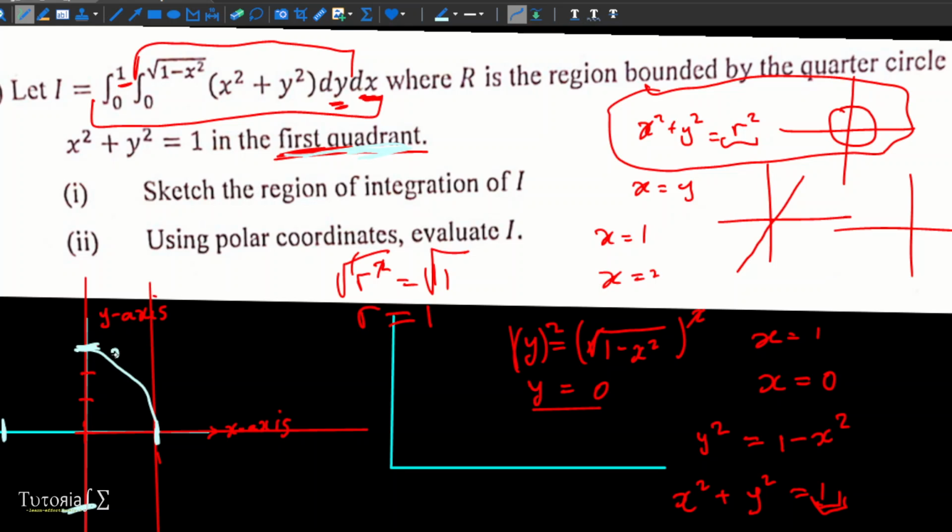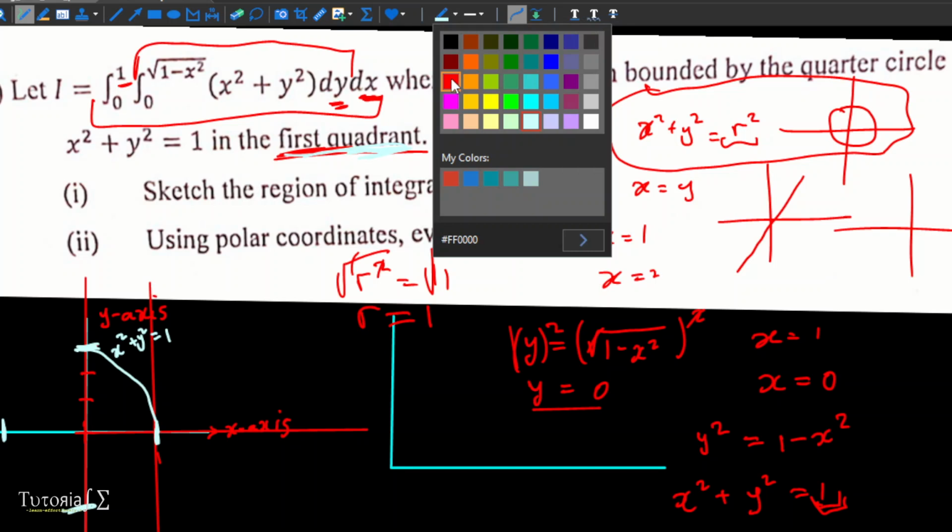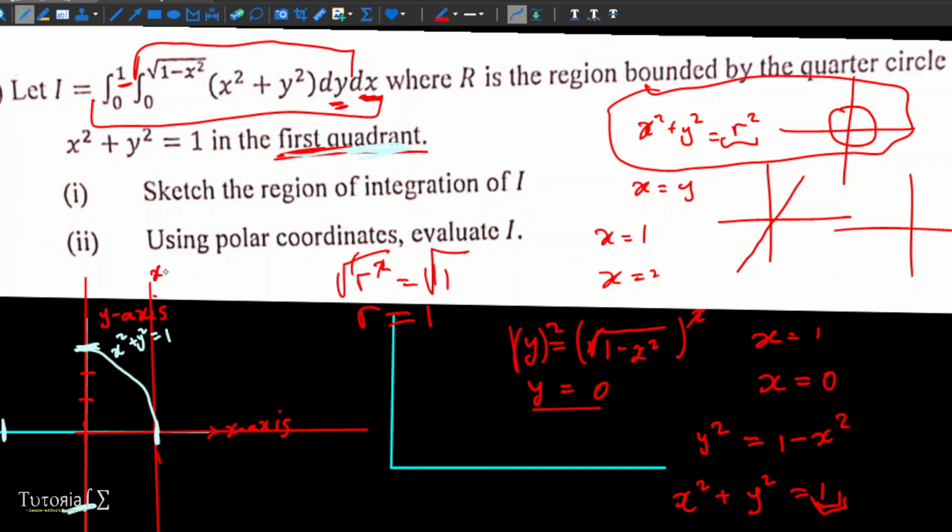So this is your equation, x squared plus y squared equals to 1. So this was the line x is equals to 1. This is the line y equals to 0. And this is the line x is equals to 0. And you're done. So this is how you do a simple sketch. So I'll give you a problem to try out.